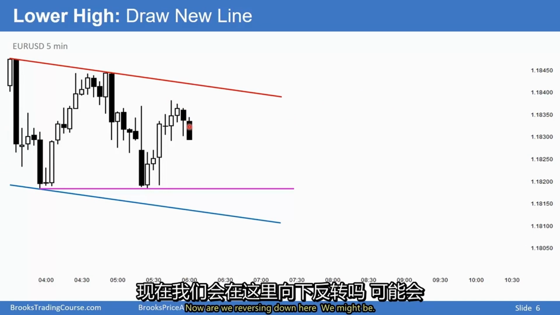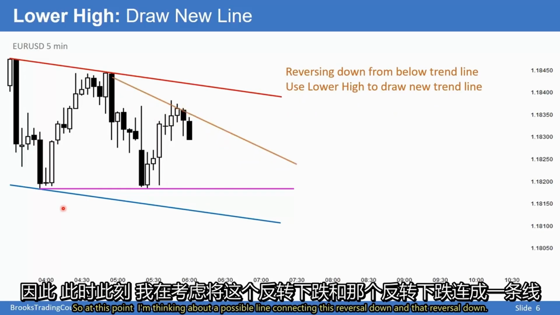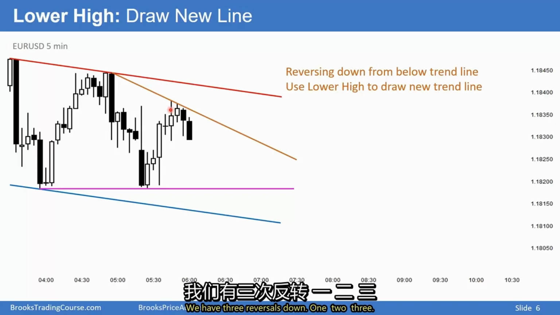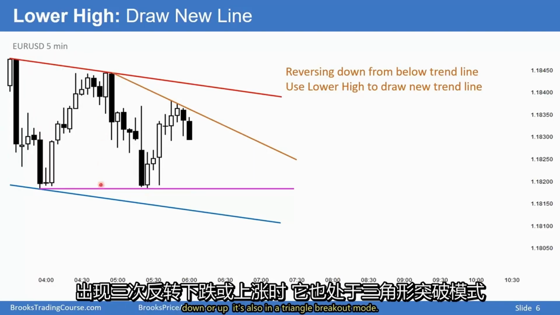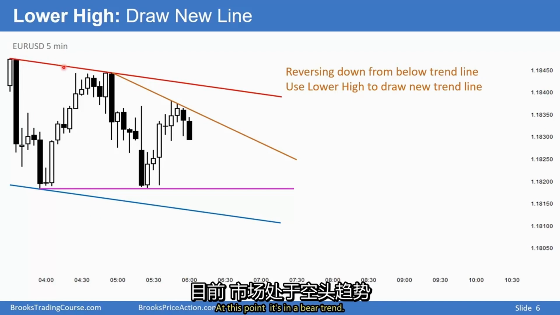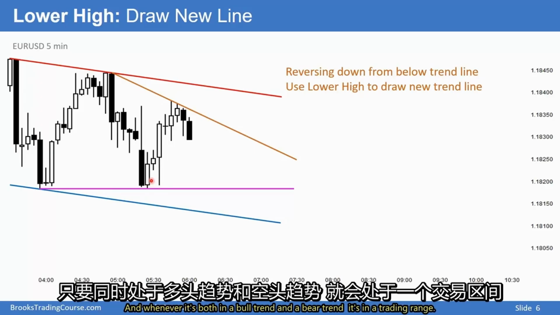Now, are we reversing down here? We might be. So at this point, I'm thinking about a possible line connecting this reversal down and that reversal down. We have 3 reversals down, 1, 2, 3. Whenever the market's in a trading range like this, and there are 3 reversals either down or up, it's also in a triangle, breakout mode. At this point, it's in a bear trend. We have lower highs. It's also in a bull trend. We have higher lows. And whenever it's both in a bull trend and a bear trend, it's in a trading range.